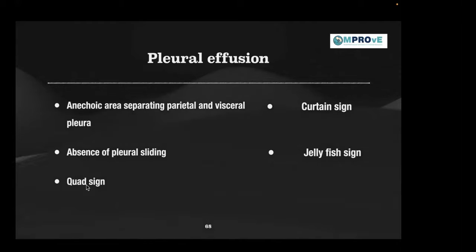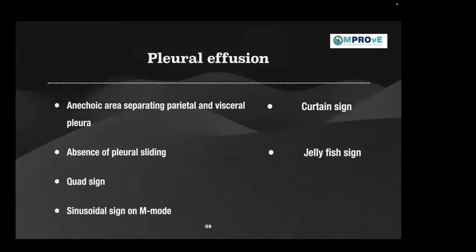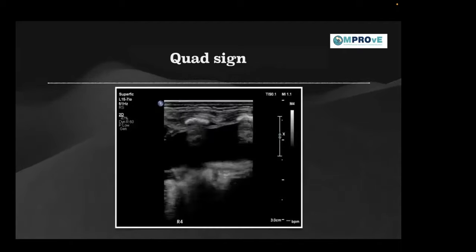There is something called a quad sign, which I will show you. When you scan that particular area with the pleural effusion, you see a quad sign, and then you see a curtain sign and a jellyfish sign as well. It's too many signs to know in a one-day session, so we'll keep on repeating this in future sessions. And then when you interrogate that area with the M mode, you see a sinusoidal sign. I'll explain all of those.